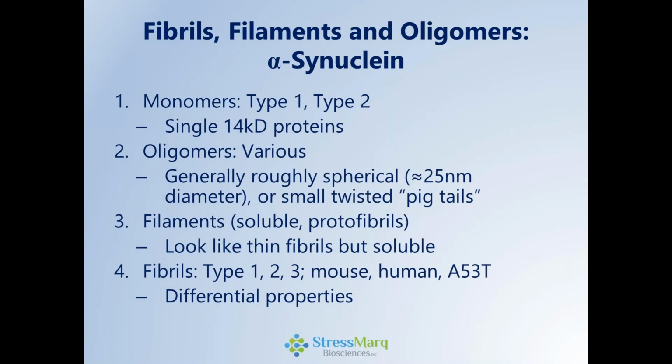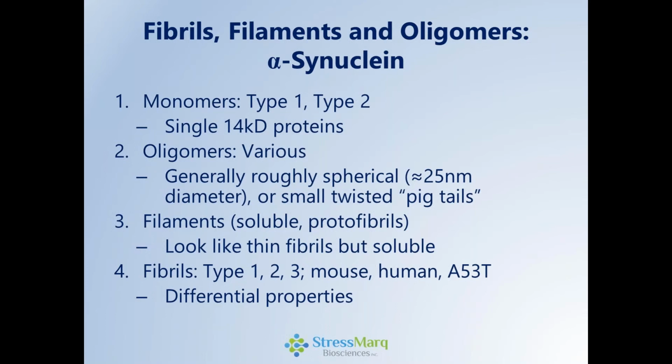What type of species are involved with a-Synuclein fibrils and oligomers? There are a variety of different preparations of monomers, which we refer to as type 1 and type 2, which unsurprisingly go on to lead to fibrils of type 1 and type 2. Oligomers themselves can be various. They can be roughly spherical in size, approximately 25 nanometers in diameter, or resemble small twisted pigtails. Filaments look rather similar to fibrils. However, they are soluble, likely protofibrils, and look like thin fibrils under electron microscopy.